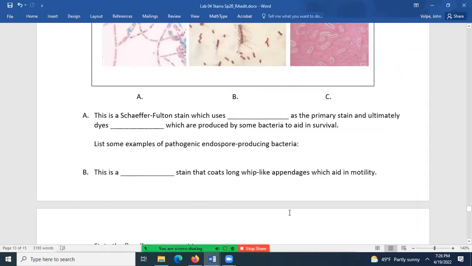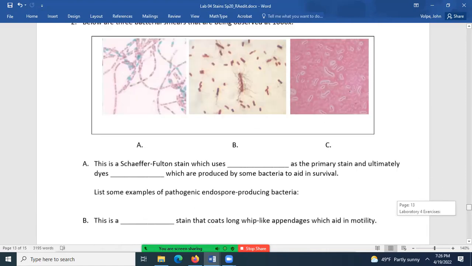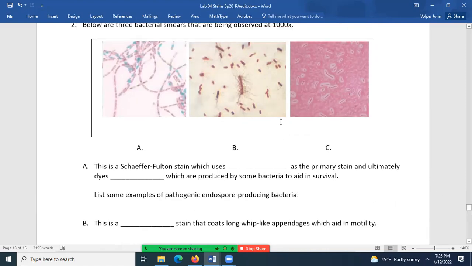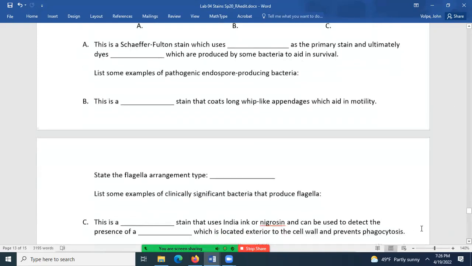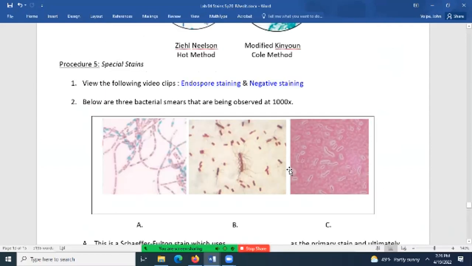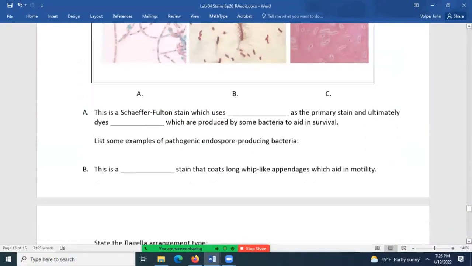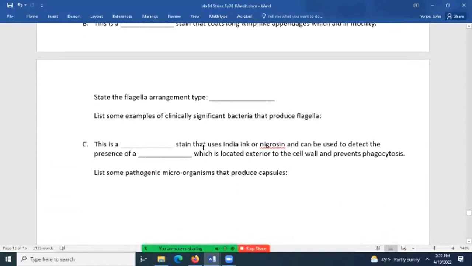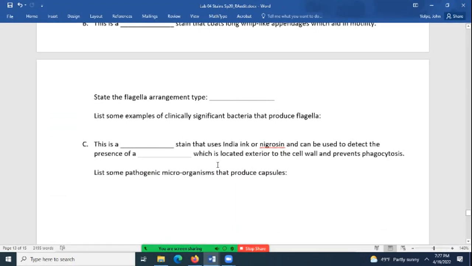And then B, this stain goes to figure B. What stain is it? It's coating long whip-like appendages which aid in motility. So name the stain. State the flagella arrangement type in this cell here. And then list some examples of clinically significant bacteria that produce flagella. You can find that in the lab module.